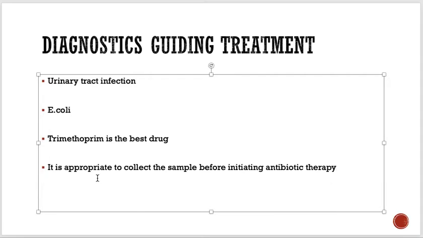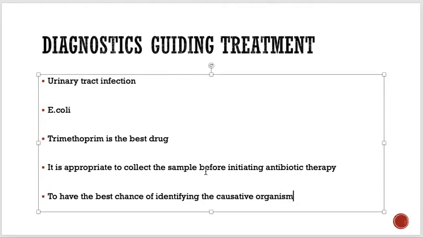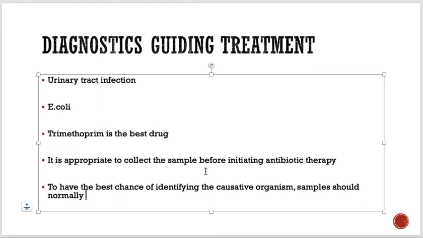Now, basically, from where to collect the sample? The answer is simply this: to have the best chance of identifying the causative organism, the samples should normally be taken from the body site that is affected. Okay, so this is the best way. For example, if the infection is of the skin, you can take a swab from that part of the skin, or from the vagina, or from oral mucosa, or from nasal mucosa, or a blood, or a urine sample, or a CSF sample, XYZ.